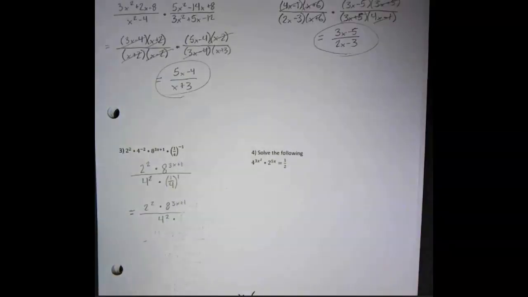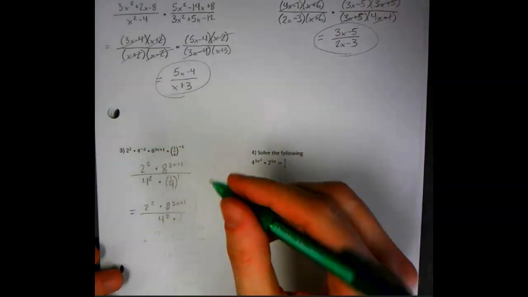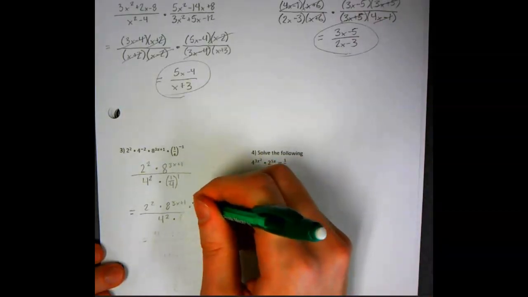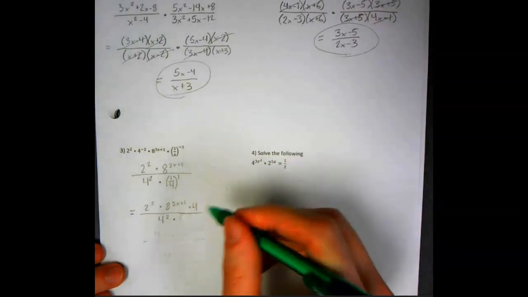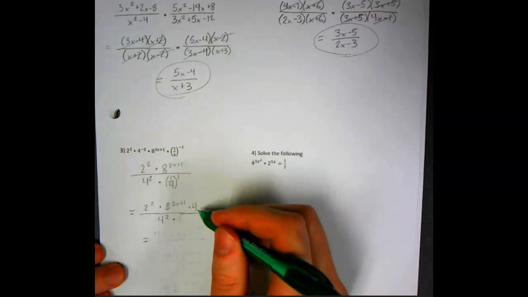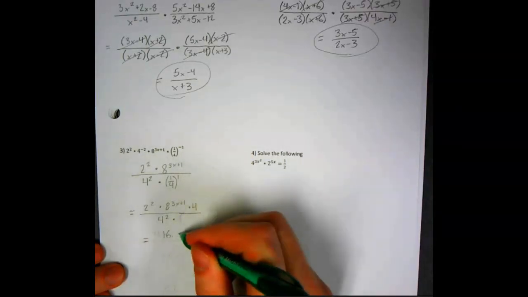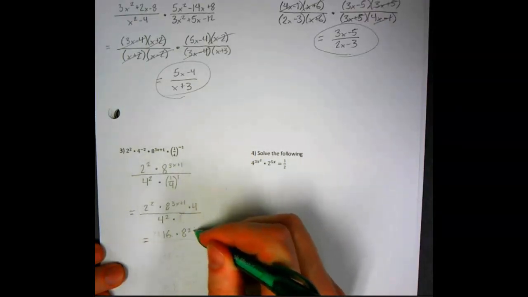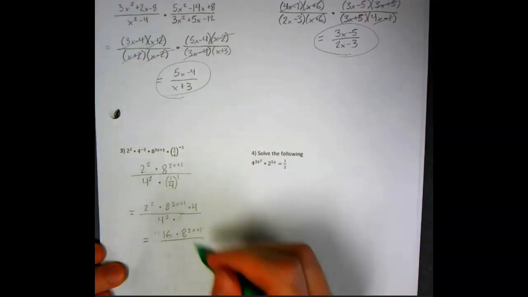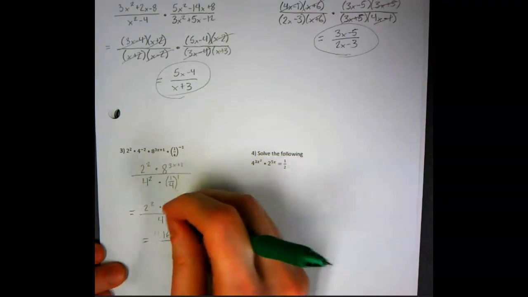Okay, so we're back. Just remember that anytime you're dividing by that fraction of the 1/4, that means you're going to multiply by the reciprocal. So you'll add that 1/4 up top, or the 4 up top. When you simplify this, we have 2 squared, which is 4, times the 4 is 16, times the 8 to the 3x plus 1, over the 4 squared is going to be 16.